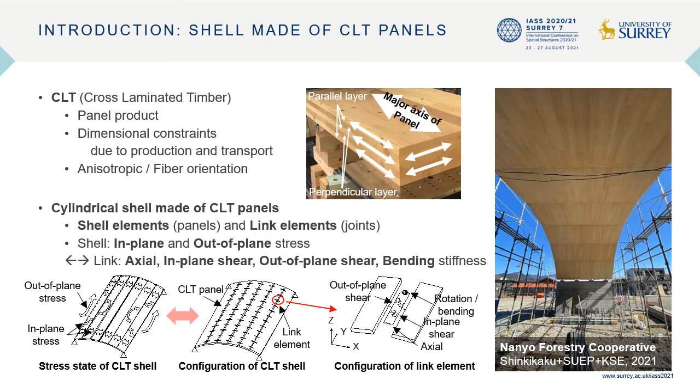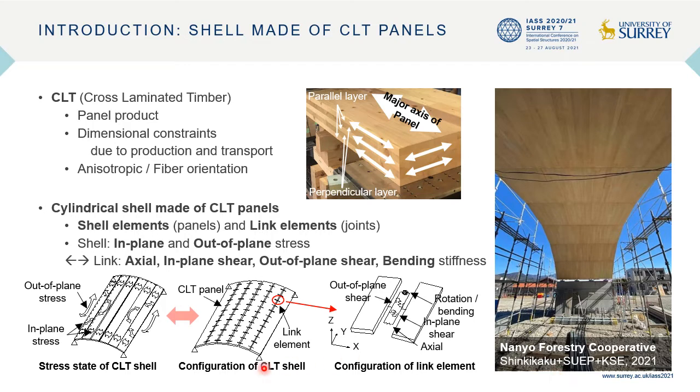CLT is a timber panel component manufactured from dimensional lumber while cross-laminating. The cross-lamination gives the panel a bidirectional stiffness. This picture shows the CLT cylindrical shell, which I designed.